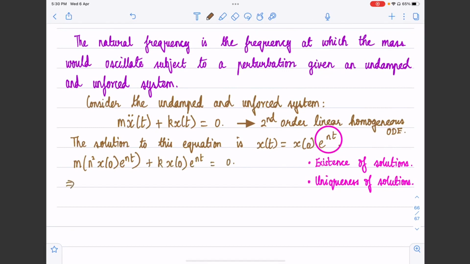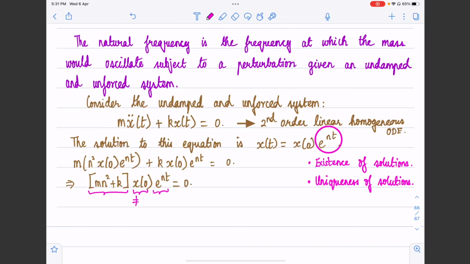If we simplify this equation, we get m n squared plus k, times x0, times e power nt, equal to 0. Now there are three terms, and the product of these three terms is 0. When the product of three terms is 0, one can be 0, two can be 0, or all three can be 0. So let's argue which one is 0 and which one is not.